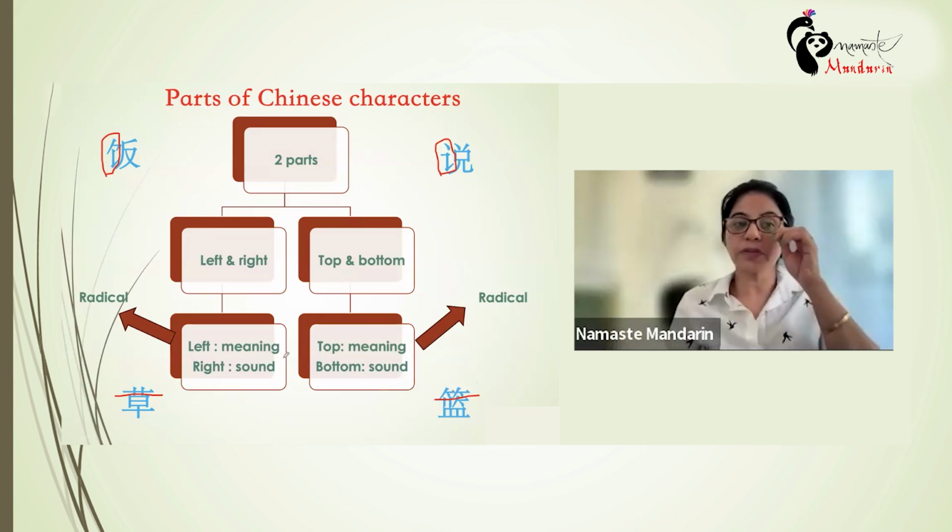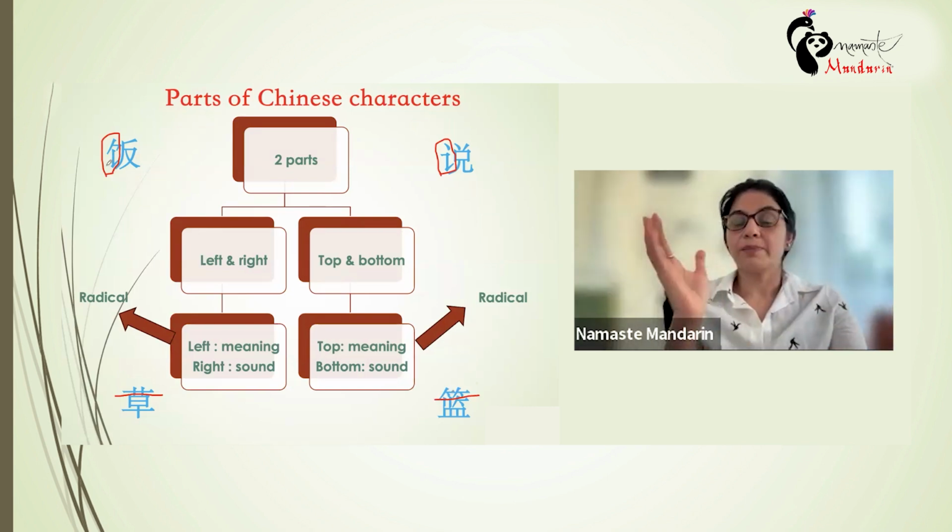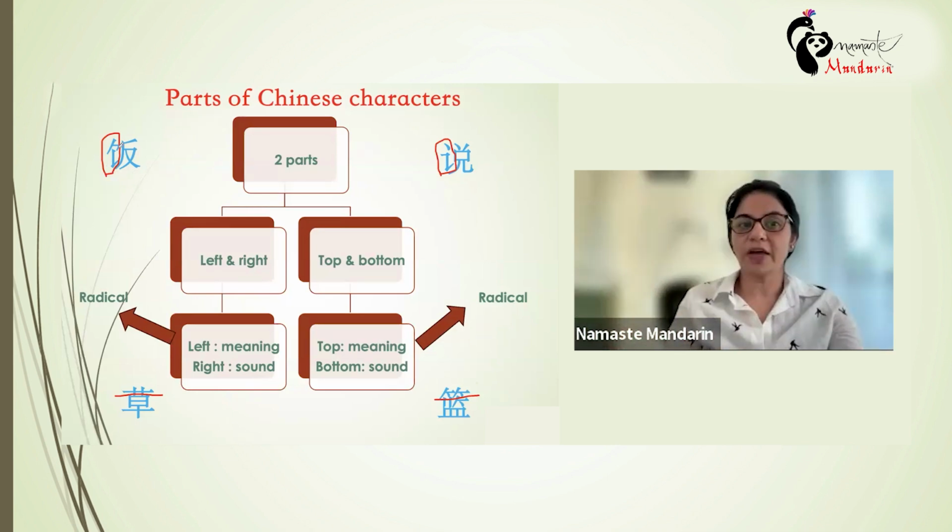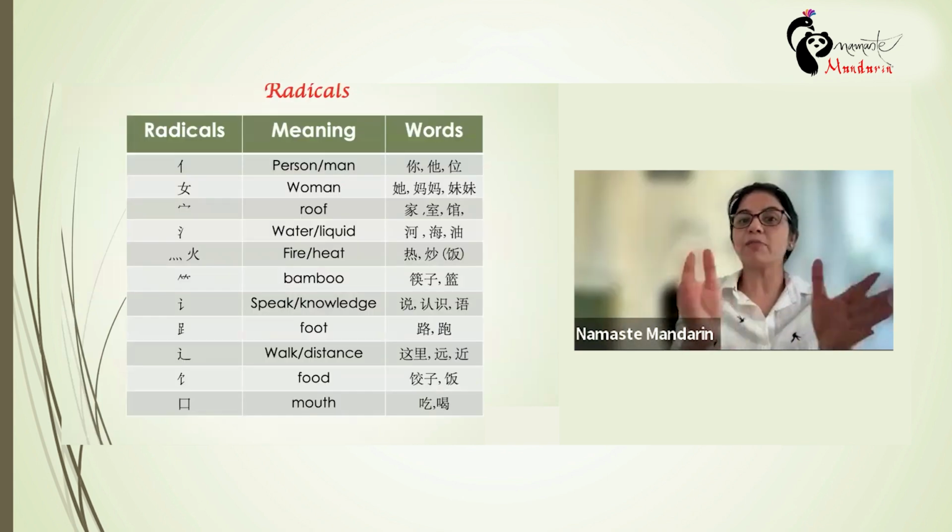Okay, so these are the parts of Chinese characters. We have a left part and right part: the left part gives the meaning and the right part gives the pronunciation. The top part gives the meaning and the bottom part gives the pronunciation. Okay, is this clear? Yes, ma'am. Okay, fine. So now let's move on and see some of the radicals.